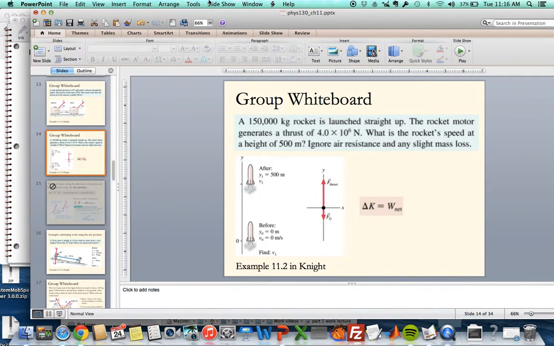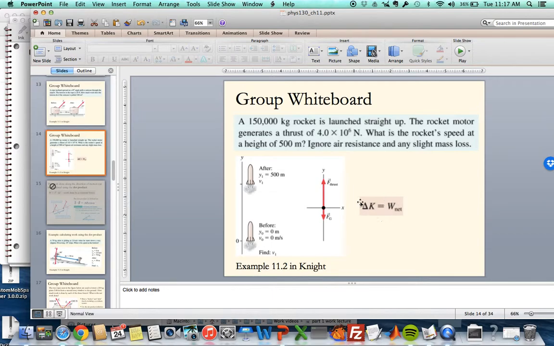In this example, we have a rocket that's launched straight up. It's a 150,000 kilogram rocket, and the rocket motor generates a thrust of 4 times 10 to the 6th newtons. What's the rocket's speed at a height of 500 meters? We'll ignore air resistance and any slight mass loss. You can see here we already have a free body diagram, which is very convenient. We can see that the force of thrust is bigger than the force of gravity, which we would expect because the rocket is going straight up, so we need an upward force in order for the rocket to overcome gravity.